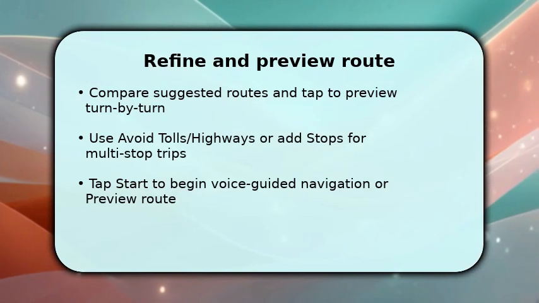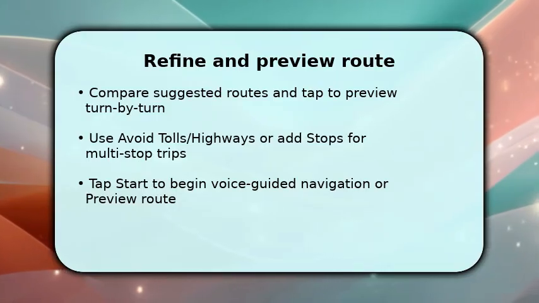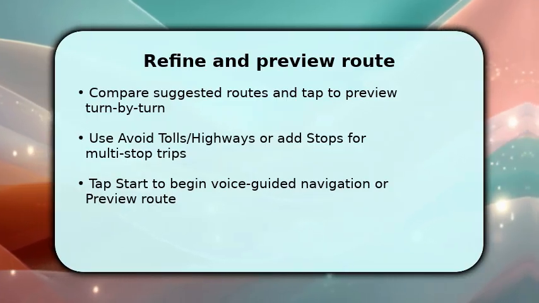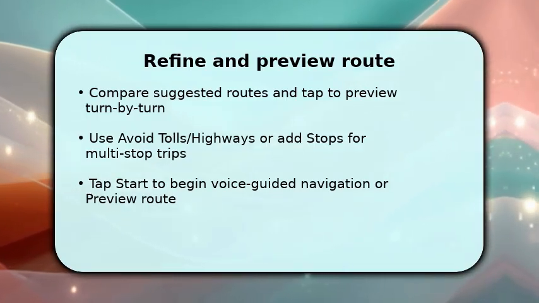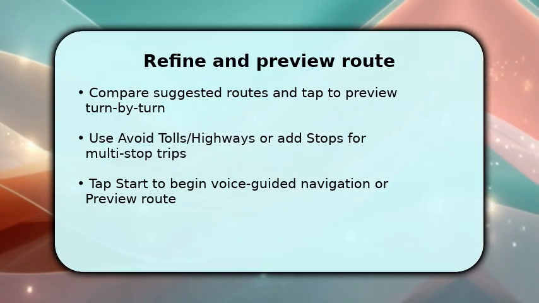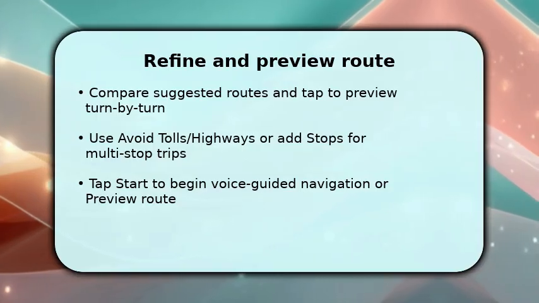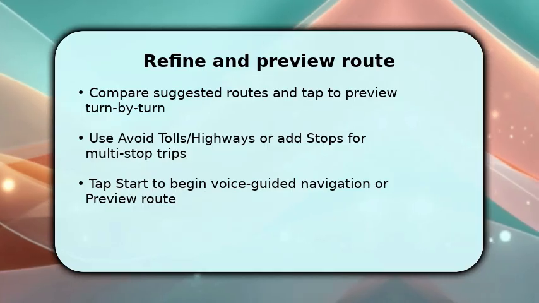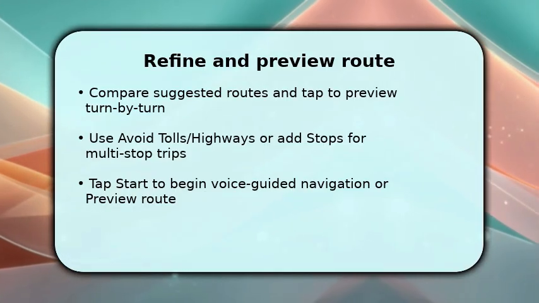You now refine the chosen route by reviewing alternatives shown on screen. Tap each suggestion to see turn-by-turn steps and travel time differences. Once done, use the Options button to avoid tolls or highways, or add stops to build a multi-stop itinerary. This changes the route order and ETA. Make sure to preview the route to check complicated intersections.